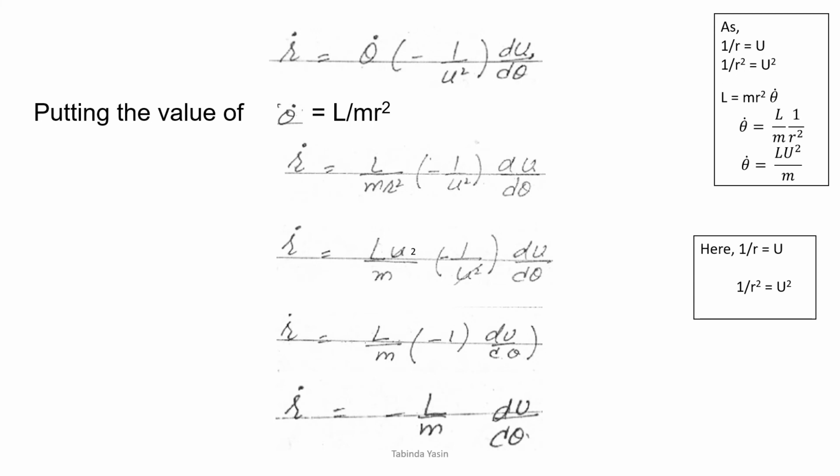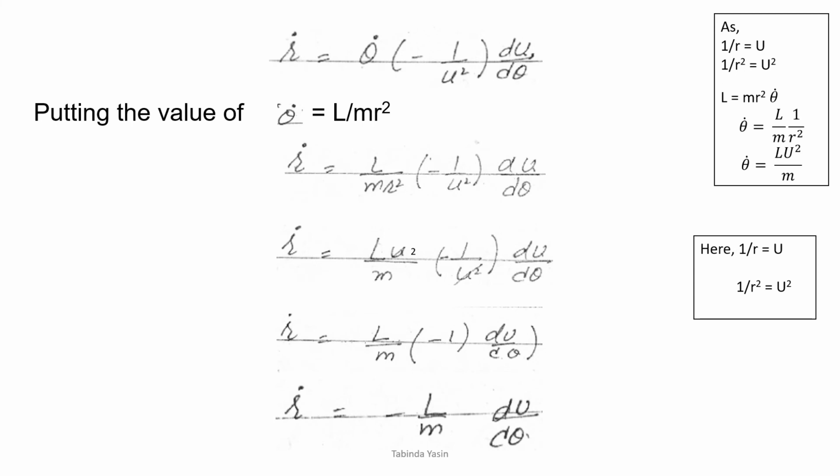Cancelling u square with u square, we have r dot is equal to L over m into minus 1 into du over d theta. From here we get r dot is equal to minus L over m into du over d theta. Up to here we have found the value of r dot.